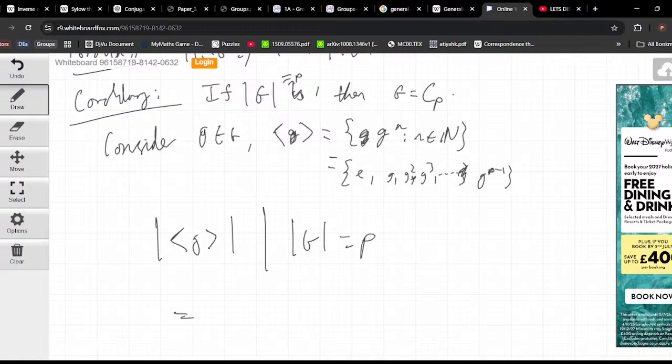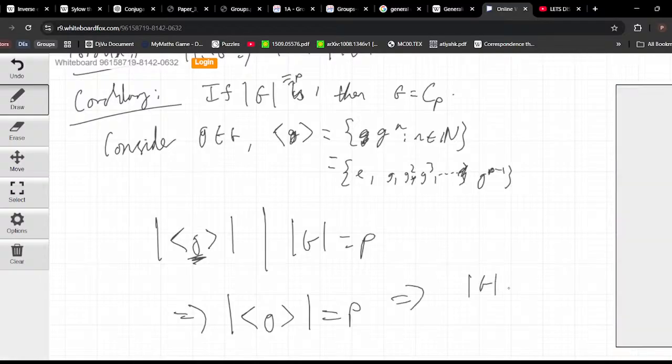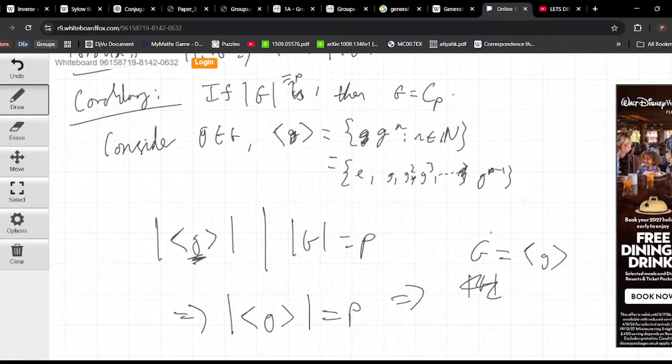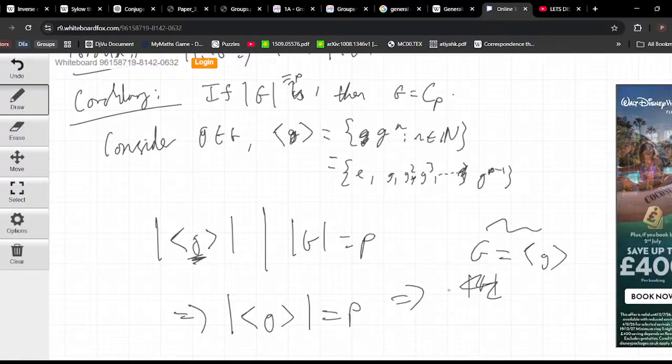But P is prime. Because this is non-trivial, this is not 1. So the size of the subgroup generated by g is equal to P. But the whole group is of size P. So that means that G is equal to the group generated by g. But this is precisely the definition of the cyclic group of order P.